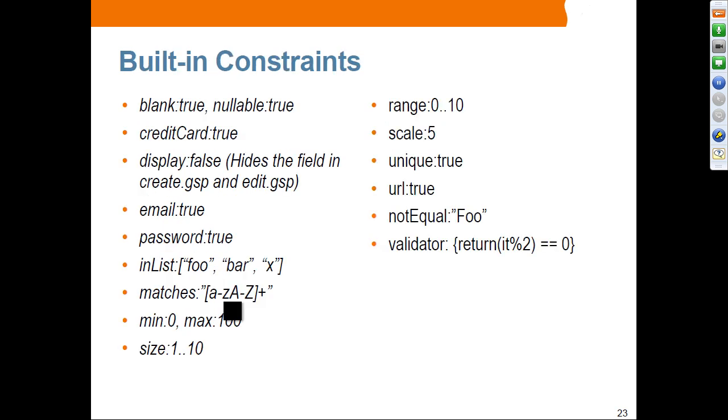So these are the set of built-in constraints you can use: blank true, nullable true, credit card true. Basically, it will mandate some kind of structure based on typical credit card numbers. And display false hides the fields in create.gsp and edit.gsp. Email true, password true. When you say password true, by default it will not display the characters, so it will just use a star. Inlist means the value has to be in one of the values specified in the array.